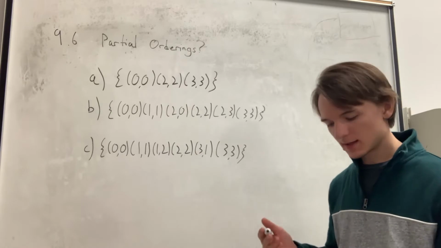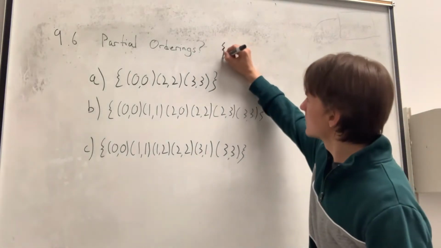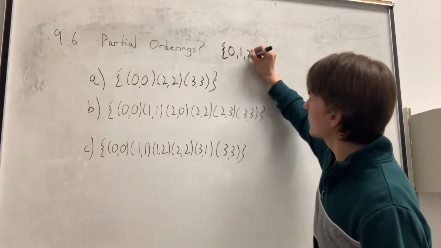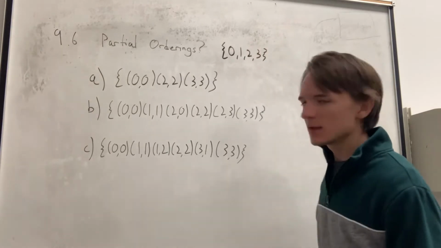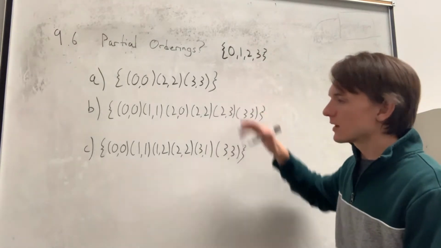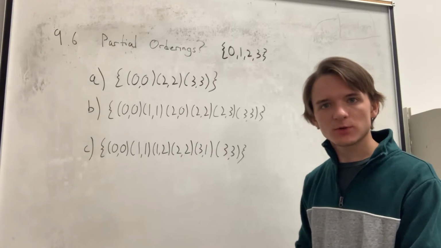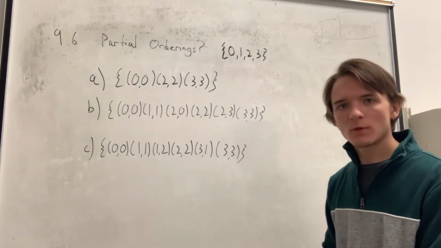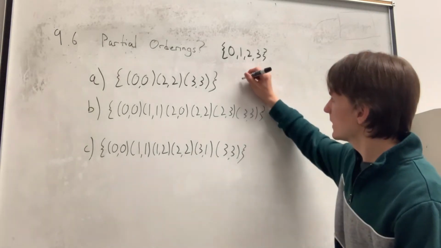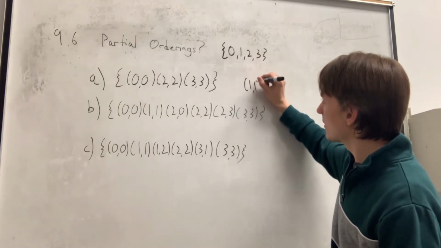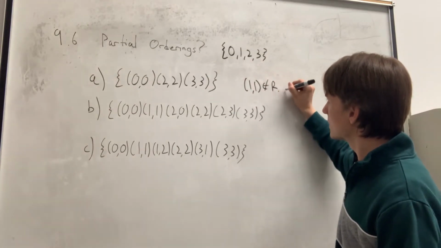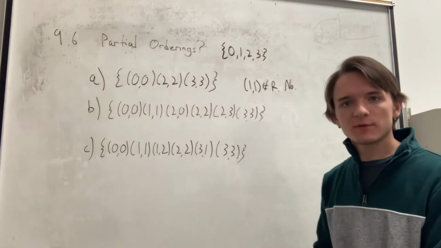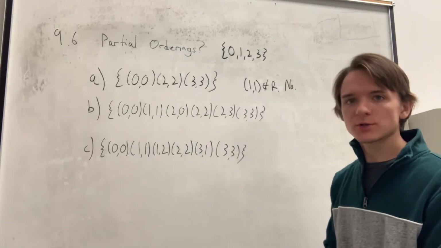We have the first one. Now we're given a set. Our set is 0, 1, 2, 3. Given that set, is A a partial ordering? Well, no. We can give a counterexample. It's missing (1, 1). So no, A is not reflexive and therefore not a partial ordering.